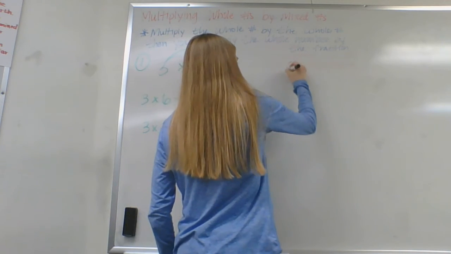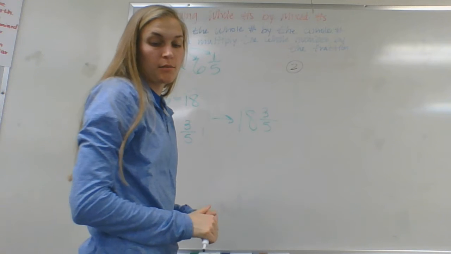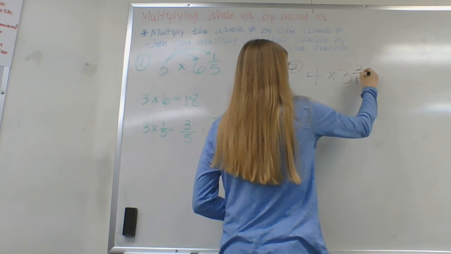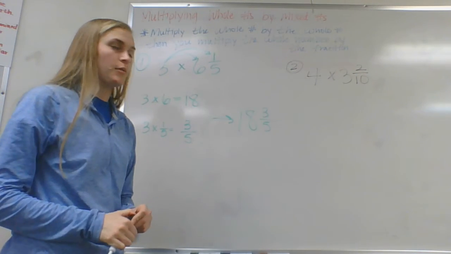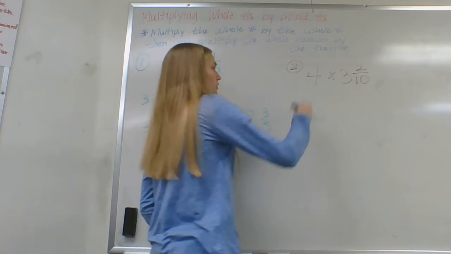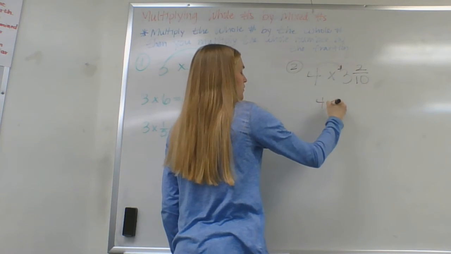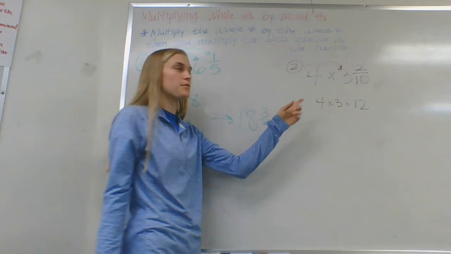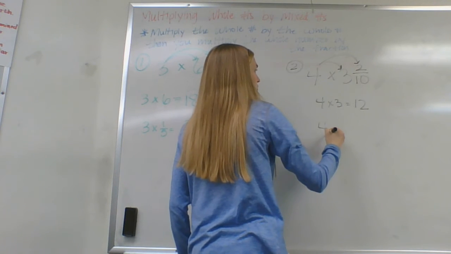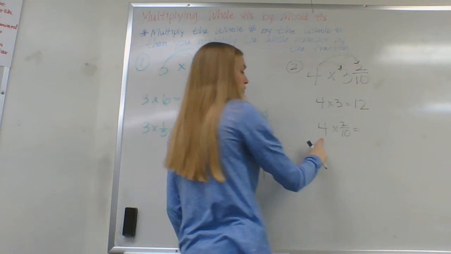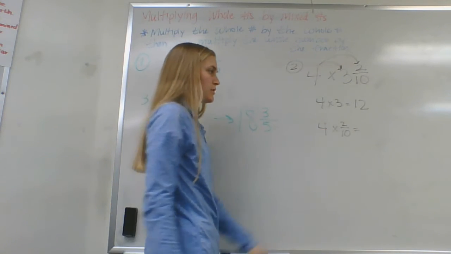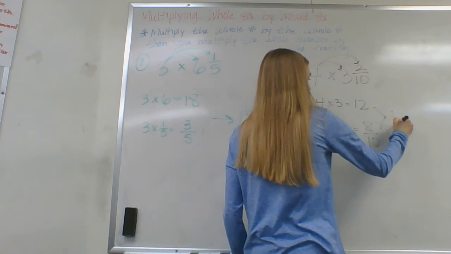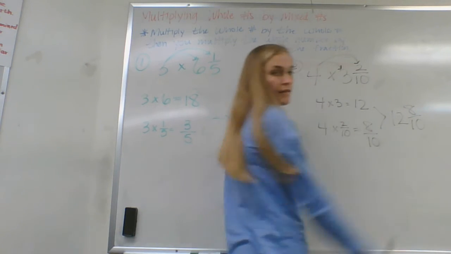Example 2 will be 4 times 3 2/10. I guess this one we don't have an improper fraction, but we will have to simplify. So first, whole times whole. 4 times 3 equals 12. Then you do the whole number that's by itself times the fraction. So 4 times 2/10. Well, you do the whole number times your numerator. 4 times 2 is 8. And you keep your denominator. Put those together, you get 12 and 8/10.